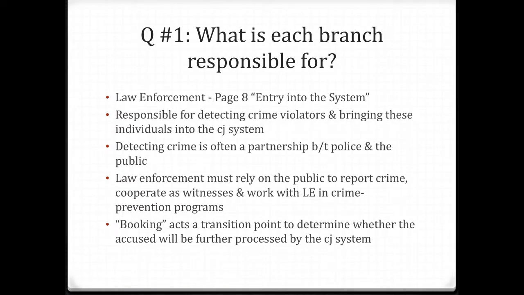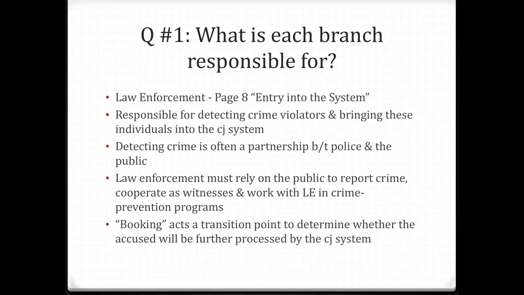So let's take a look at the first question, and it says, what is each branch responsible for? Well, if you go to page 8 and you look under entry into the system, you'll see that law enforcement is listed. Responsible for detecting crime violators, bringing these individuals into the system. Detecting crime is often a partnership between the police and the public. Law enforcement must rely on the public to report crime, cooperate as witnesses, and work with law enforcement in crime prevention programs. Booking, when you get arrested and you get quote-unquote booked, that's the transition point to determine whether the accused will be further processed by the criminal justice system. If you're not booked, then you're not into the system.